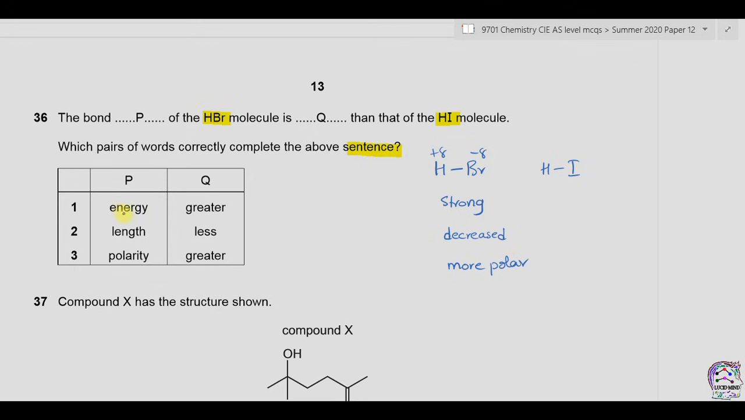One says that HBr has greater bond energy as compared to HI, so this is correct. 2 says HBr has less bond length as compared to HI, this is also correct. 3 says HBr has greater polarity as compared to HI, this is also correct. So all 3 options are correct, therefore answer is A.